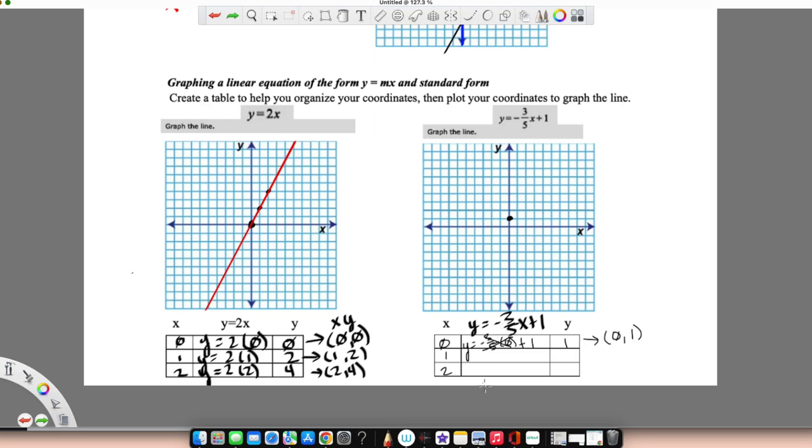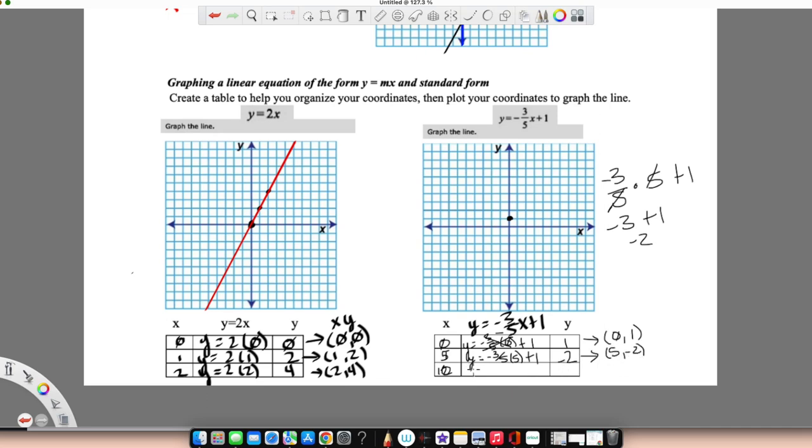So instead of going 0, 1, 2, I'm going to go 5 and 10. So now I have y equals negative 3/5 times 5 plus 1. And if I come up here, so that you can see a little bigger here, times 5, well, this is divided by 5, multiplied by 5, so it cancels. And it just becomes negative 3 plus 1. Well, negative 3 plus 1 is negative 2. So now I have 5 and negative 2 for my coordinate.